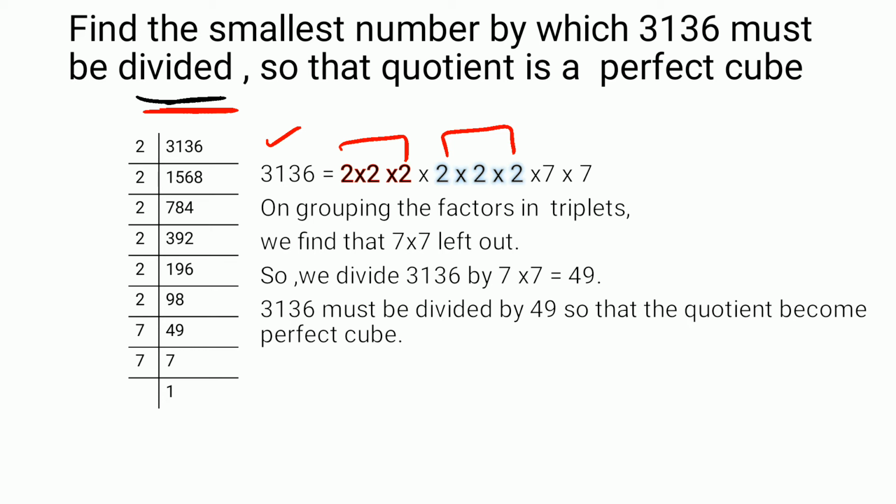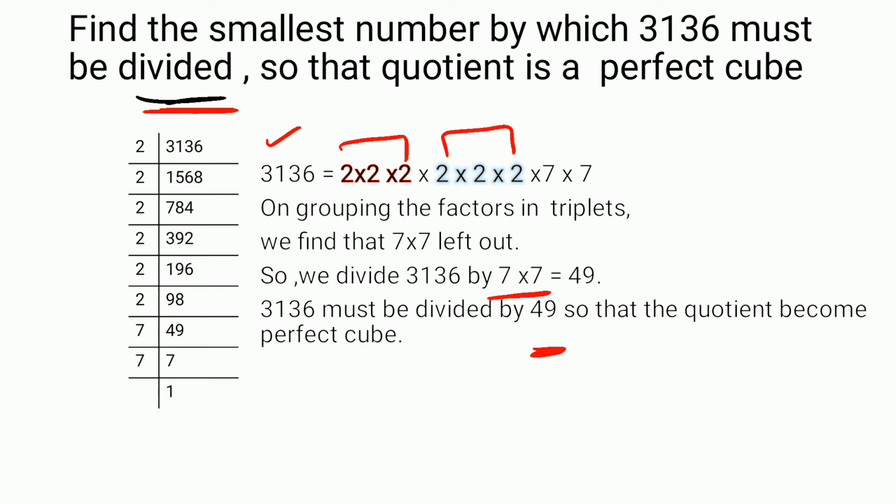Look here very carefully, those numbers which are not in a group have to be divided by multiplying with each other. So we find that 7 into 7 is left without grouping. So we divide 3136 by 7 into 7, that is equal to 49.